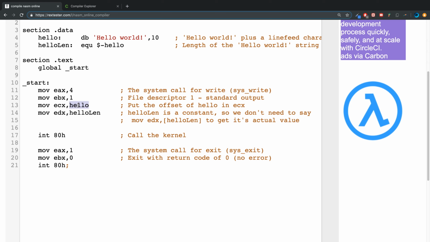But all you need to know is that the left side is where the data is going to. So this will be overwritten. The right side is the source. So this is where the data is coming from. And after this move instruction has occurred, or any move instruction, ECX will now contain what hello contained, but hello will be unchanged.